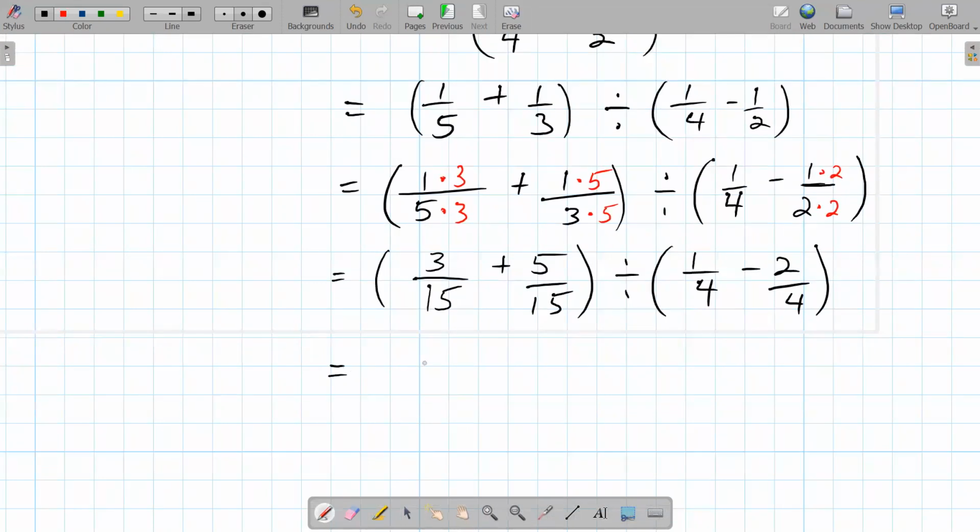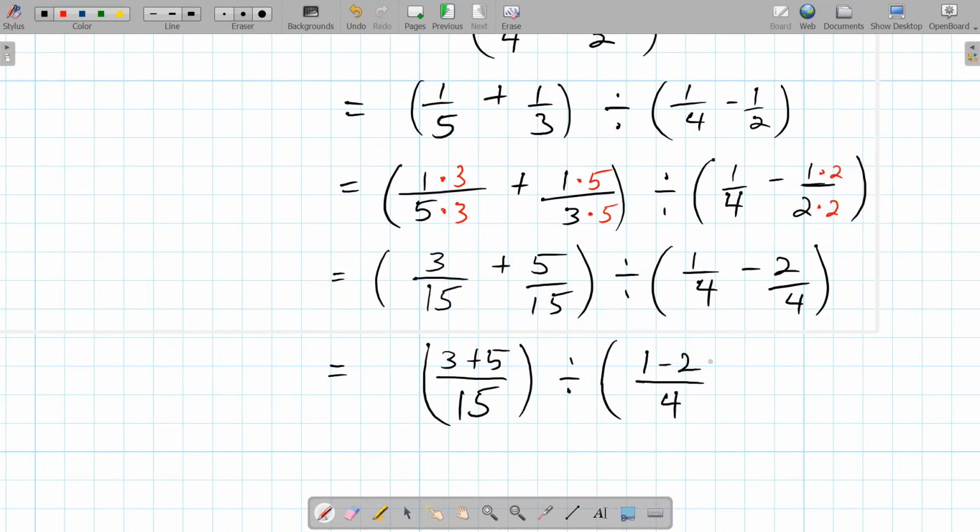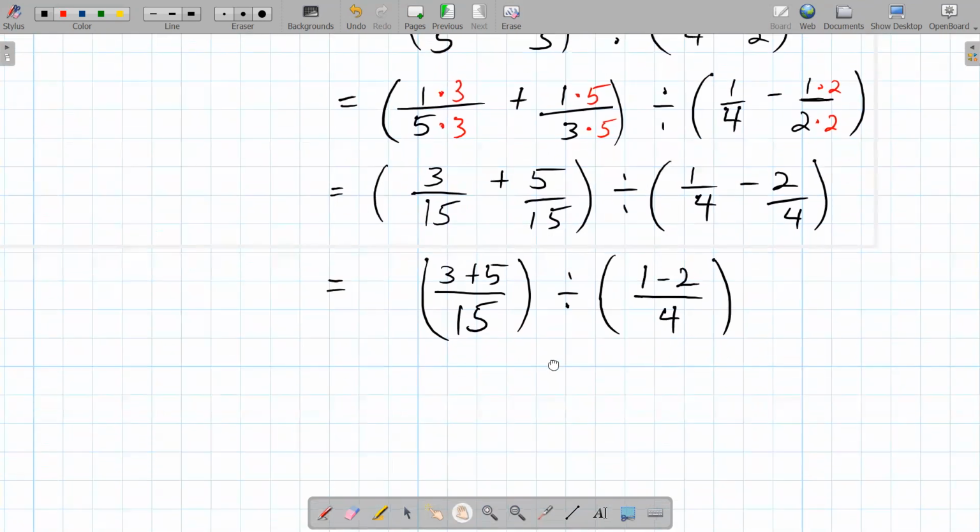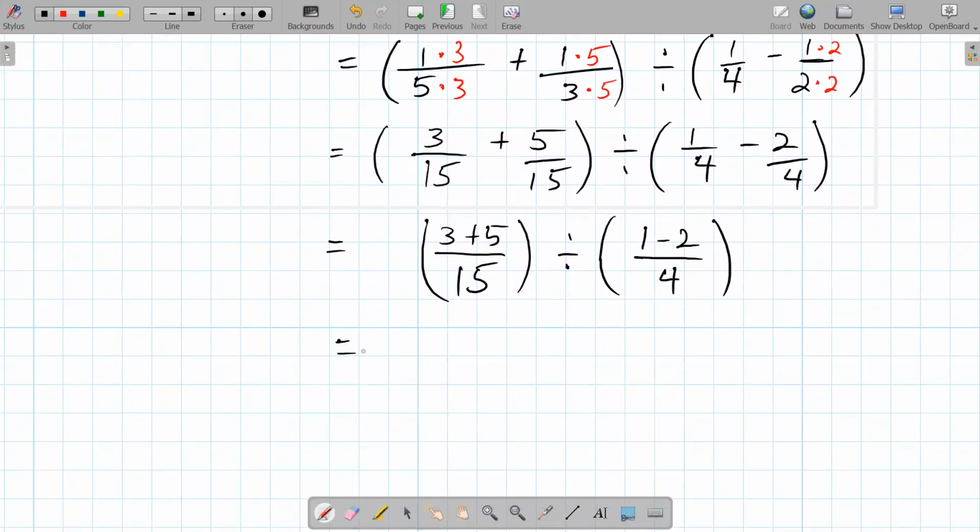Once the denominators are the same, I keep the same denominators, so 15, and then I sum up the numerators, right? Same here, I keep the 4, and then I subtract the numerators. Once I do that, that gives me 8 over 15 divided by, this is -1 over 4.